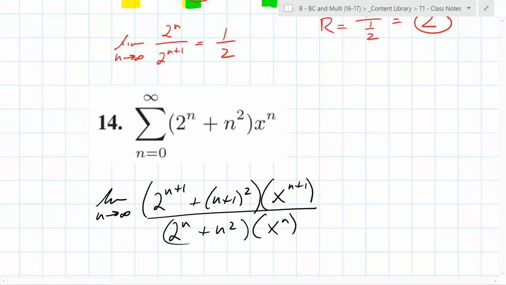Is this very similar to the one we just did? Yeah, that cancels. What are you left with on top? X. Just x. And then you look at this one right here. What terms don't matter?